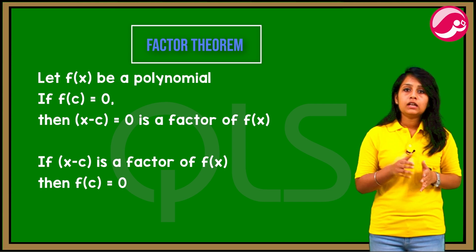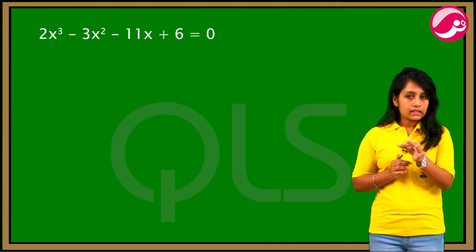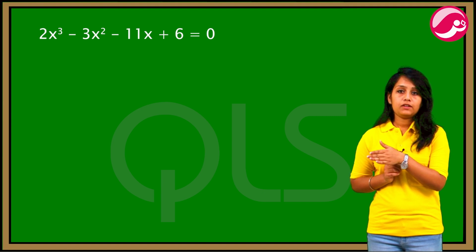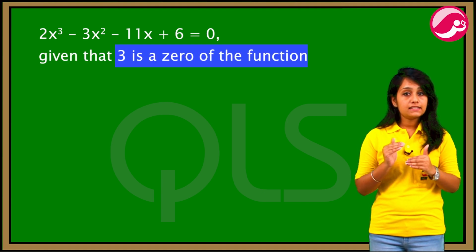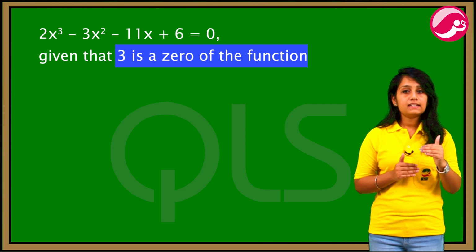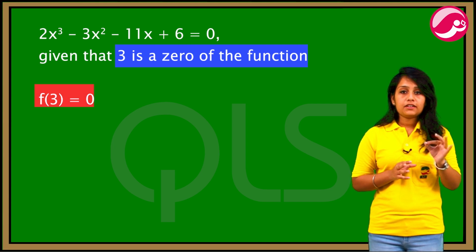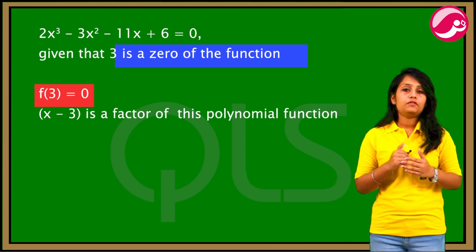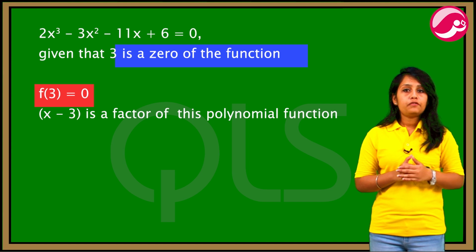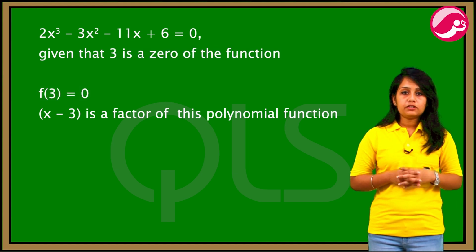For example, you are asked to solve the equation 2x cube minus 3x square minus 11x plus 6 equal to 0, given that 3 is a zero of this function. Since 3 is a zero of the function, f of 3 is equal to 0. The factor theorem tells us that x minus 3 is a factor of this polynomial function. Now if we divide the given polynomial by x minus 3, we will get the other factors too.